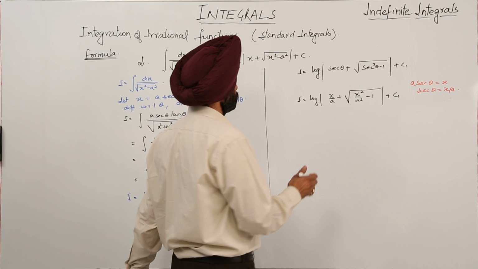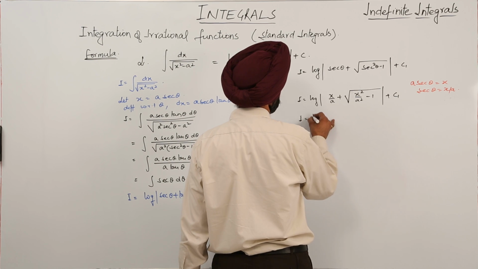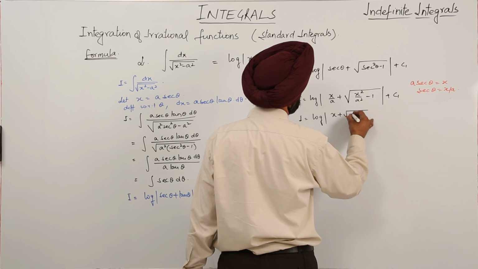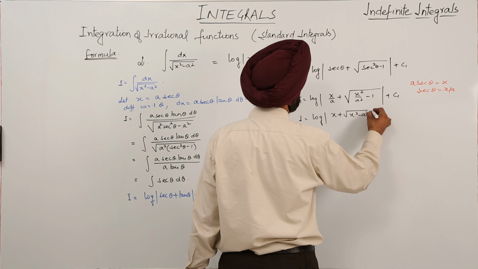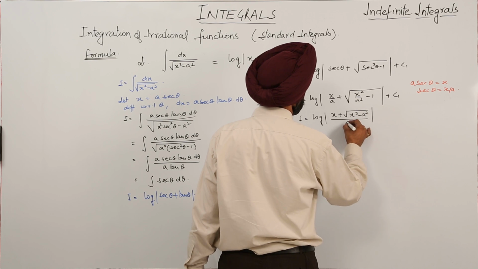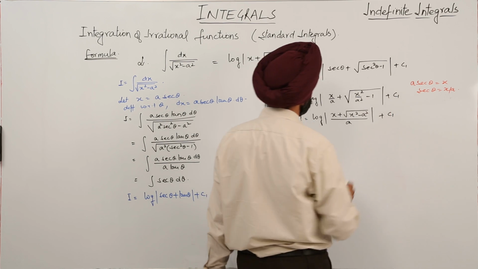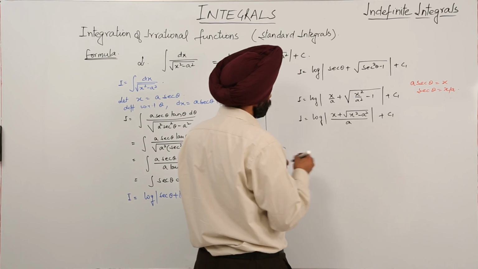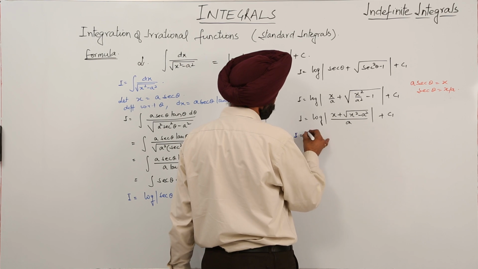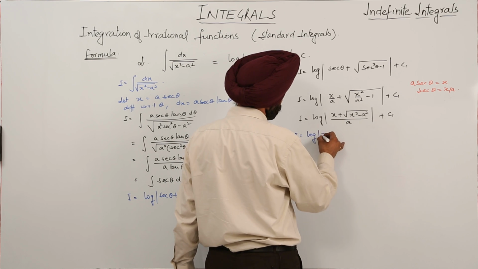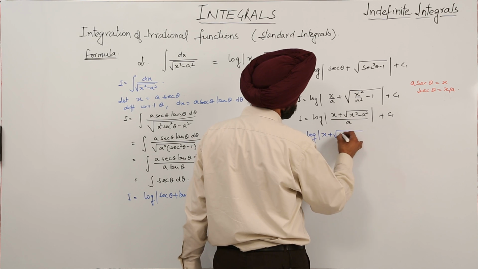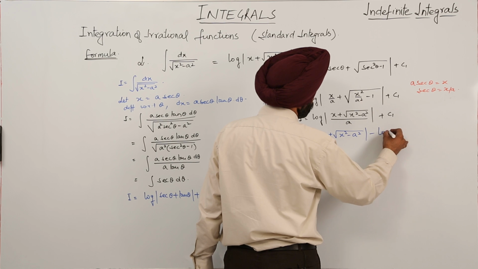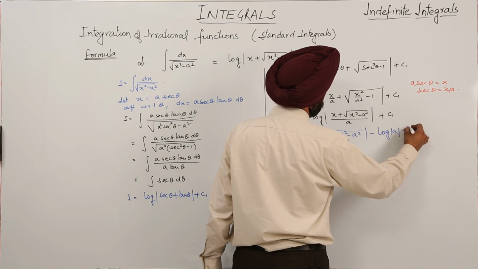Now what does this become? Now this becomes log of x plus the square root of x square minus a square, upon a, plus C1. Now using the rules for logarithm, what can we write? Can we write it like this? Log of x plus under the root x square minus a square, minus log a, plus C1.